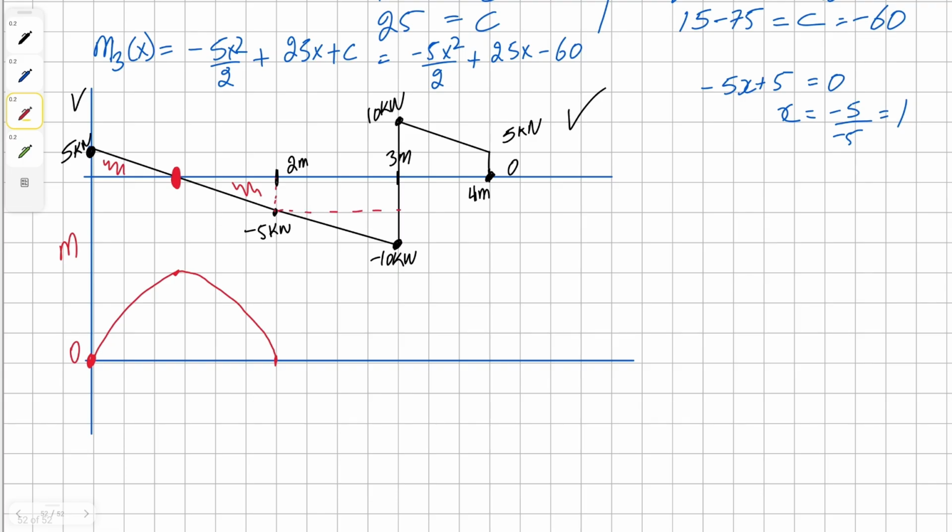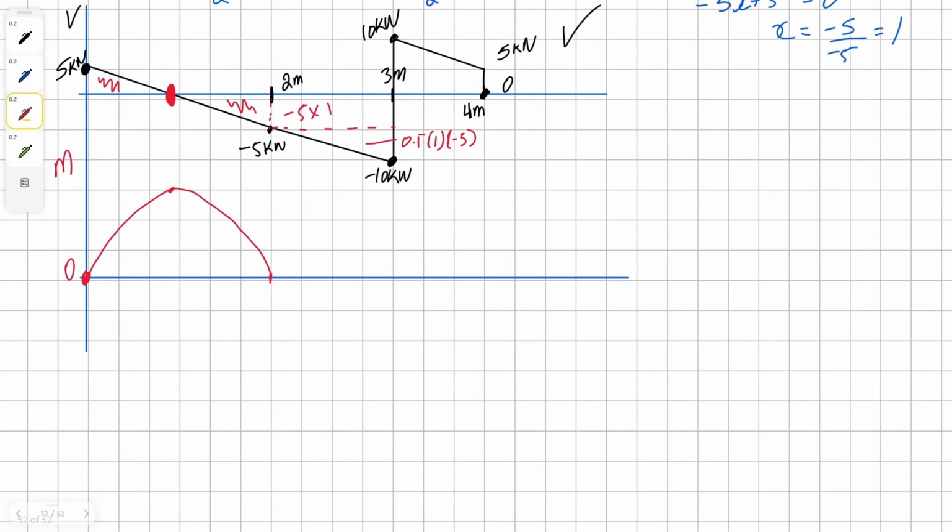We have two distinct shapes here. So first one is negative 5 times 1. Second one is half times 1 times negative 5. So adding these together, we're going to have a curve that is going to go downward because this area is negative till 0.75. And this curve is going to be concaving downwards.